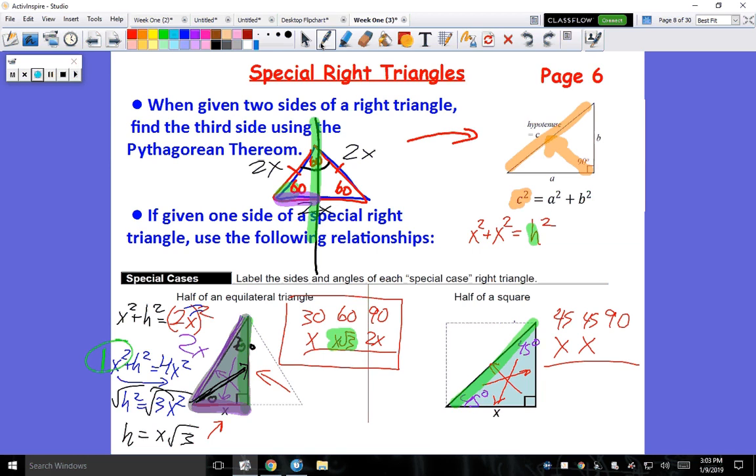What's x squared plus x squared? 2x squared. How do I get h by itself? Square root. Can you take the square root of x squared? Yep, it comes out as x. Can you take the square root of 2? No. So h, the hypotenuse, is x root 2. And that's where that comes from.